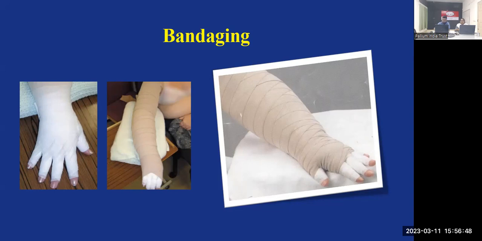How can we do the bandage? You can take a crepe bandage, and before applying it, you have to protect the skin with a thin layer of cotton, because some patients have an allergic reaction to the crepe bandage. That is why we have to protect their skin well before applying the bandage.